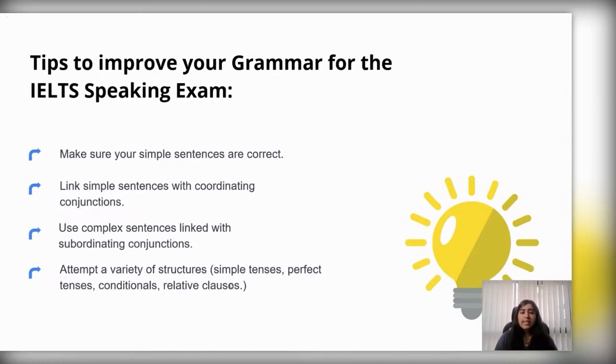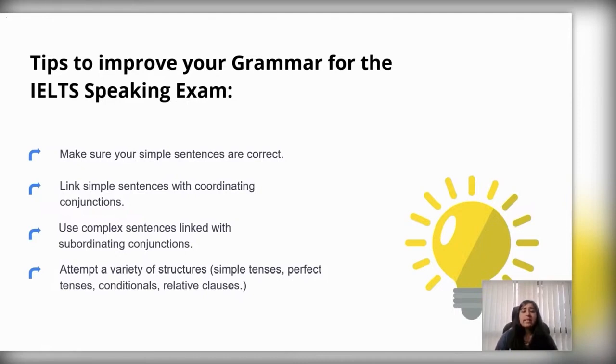All right. Second of all, link simple sentences with coordinating conjunctions, right? Also use complex sentences linked with subordinating conjunctions. So for example, words like after, as, although, because, before, even if, since, then, though, until, whenever, while, etc. Those kind of give you a boost in your score. So try and do that as well. Use complex sentences linked with those words that we just talked about.